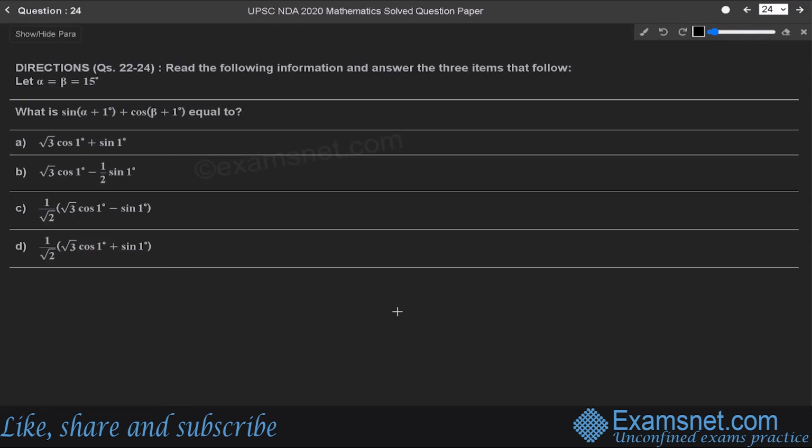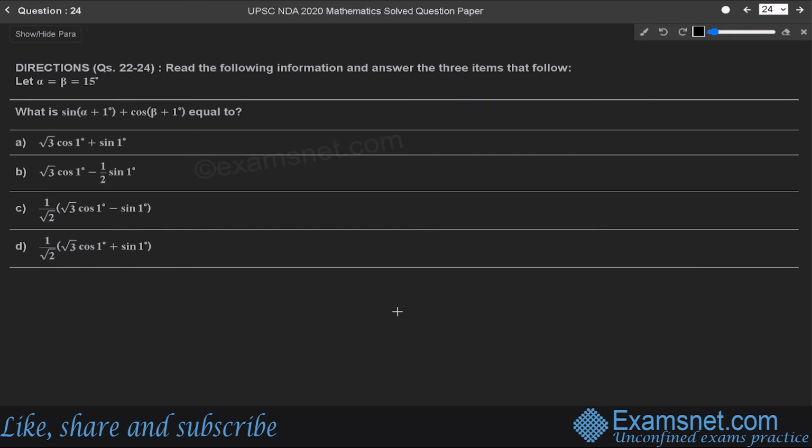Next part of this question is, what is sine alpha plus 1 plus cos beta plus 1 equal to? Let us solve this. Before solving, you can see that all these questions are from trigonometry. Trigonometry is a very important topic in mathematics, and trigonometry is useful only when you know all the derivations and all the formulas properly. Trigonometry is very simple only if you know all the formulas for sine, cos, tan, cot, etc.